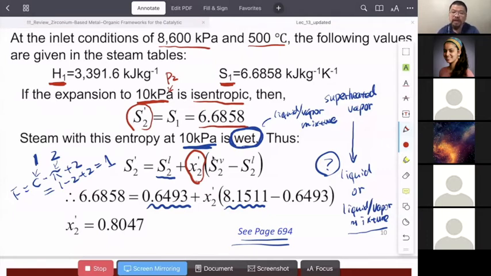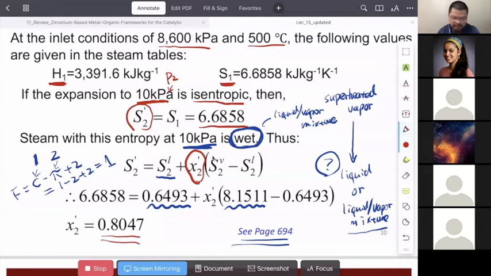If after the calculation, like we have over here, we are going to solve for x2 prime, and that is a reasonable positive value between 0 and 1, then we understand the assumption is indeed a valid assumption. We are going to receive, after the turbine process, a mixture of liquid and vapor. Okay? So this is the first challenging part of this problem. You have to come up with this assumption and validate it by the calculated value.